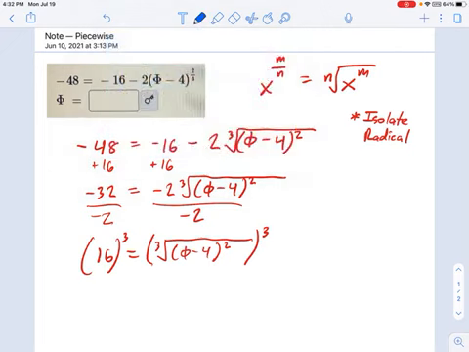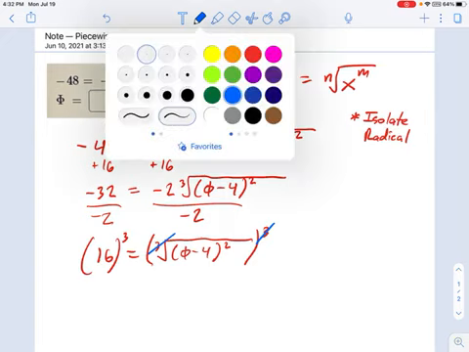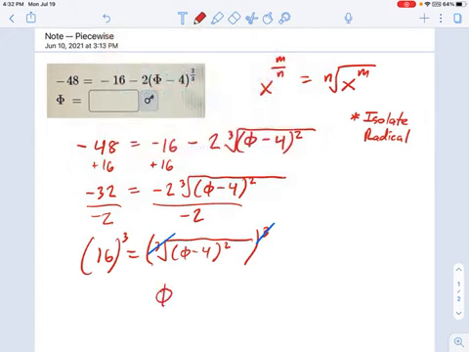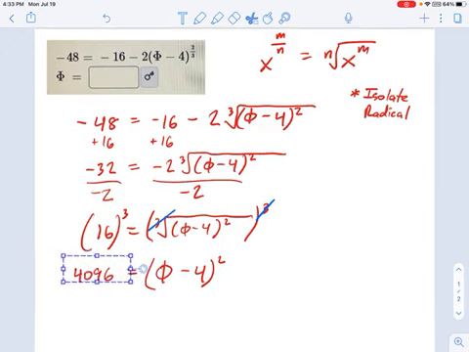I'm going to cube each side, and what that means is the cube exponent cancels out the cube root, and on the right side, we're just going to have a nice phi minus 4 squared. And that equals something that's not so nice. Let's see, 16 cubed is not one I have memorized. That is 4,096. So 4,096 equals phi minus 4 squared.